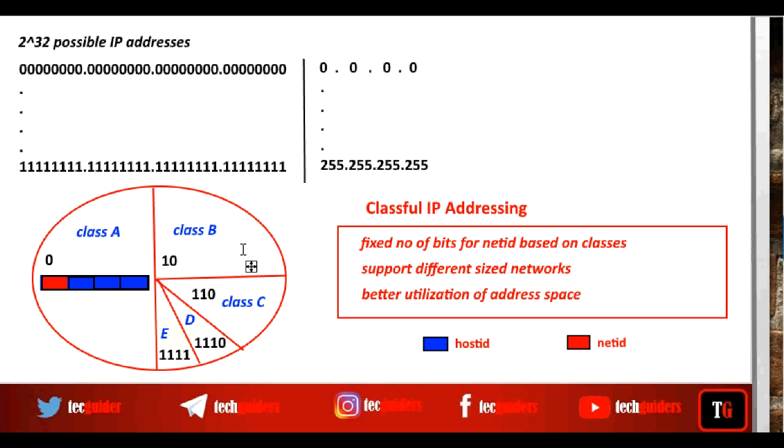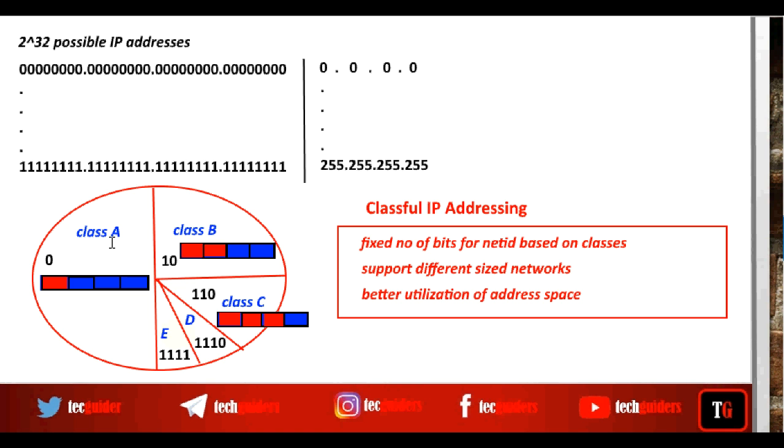And in class B, it's different. In class B, the first 2 octets are used as network ID and the last 2 octets are used as host ID. So in class B, the first 2 octets are used to address the network and the remaining 2 octets are used to address the host within the network. And in class C again it's different. First 3 octets are used to address the network and the last octet is used to address the host within the network.